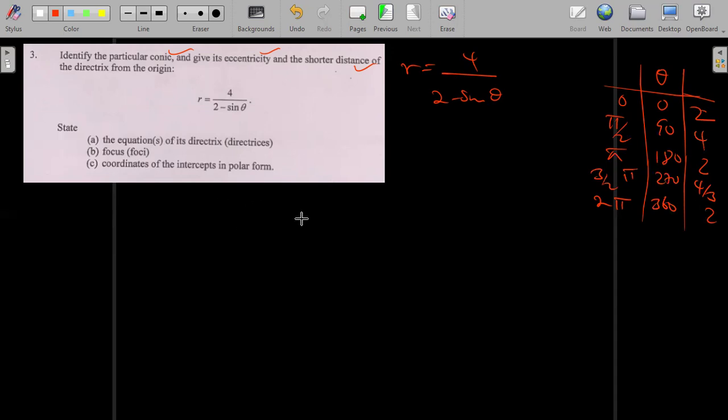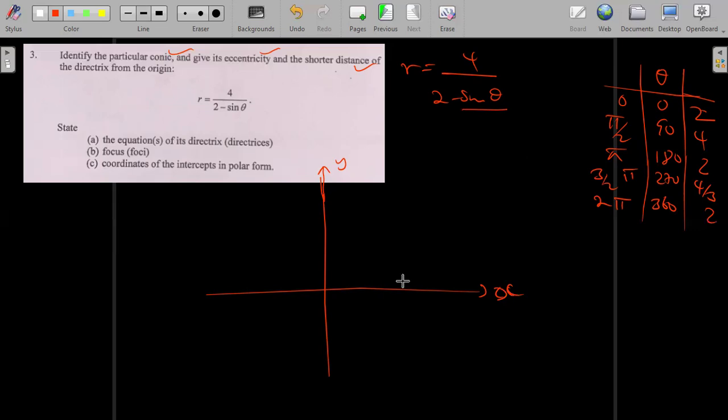From here, you now sketch and use these coordinates. Because it's sine, whatever shape you're dealing with is on the y-axis. If it's cos, then it's on the x-axis. So now we say this is our x, that's our y. So now what are you going to do?